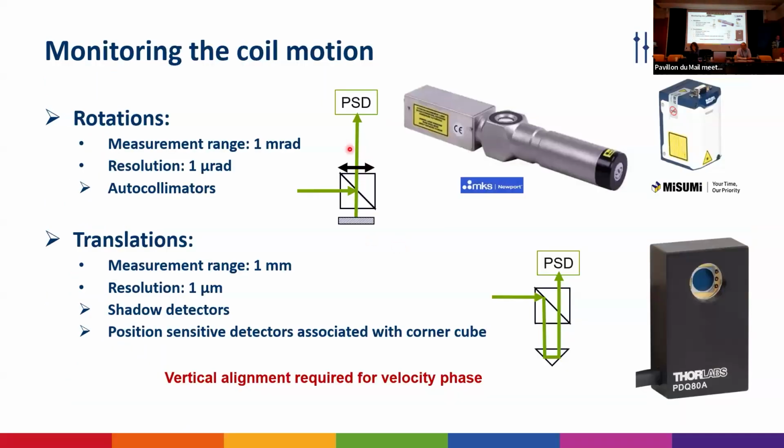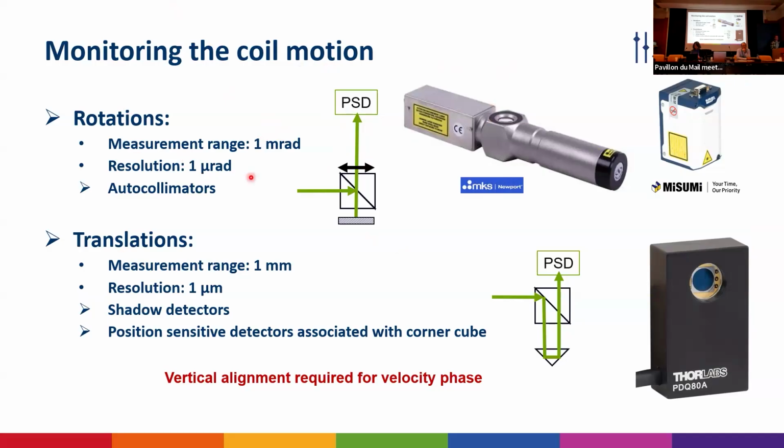Now let's talk a little bit about the monitoring of the coil position. When we are talking about the monitoring of the coil position, we are not yet talking about the velocity measurement. So it concerns 5 degrees of freedom of the coil. 3 are the rotation around the 3 axes, X, Y, and Z. And the 2 other degrees of freedom are translation in the horizontal plane along X and Y axis.